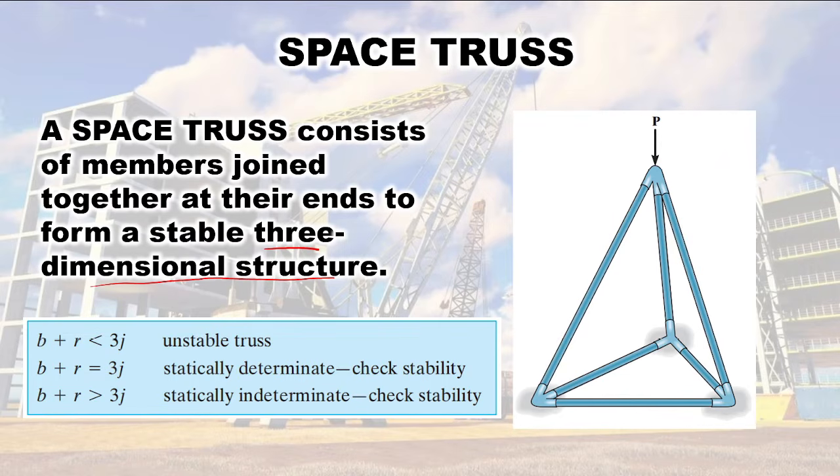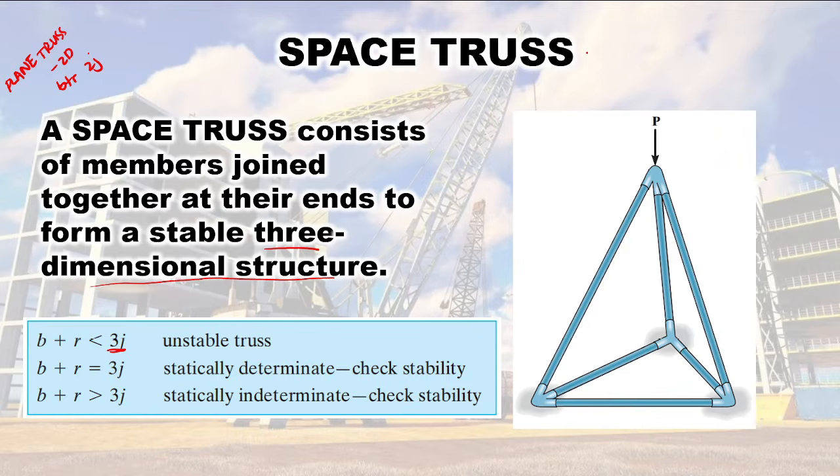We also have what we call the determinacy and stability of space trusses. Actually, we have the same formula, b plus r, but nag-iba lang dito, 3j. Now, for you to easily remember our formula for stability, di ba, ang plane truss, it is a two-dimensional truss. So, therefore, our stability here is b plus r and 2j kasi nga two-dimensional yon.